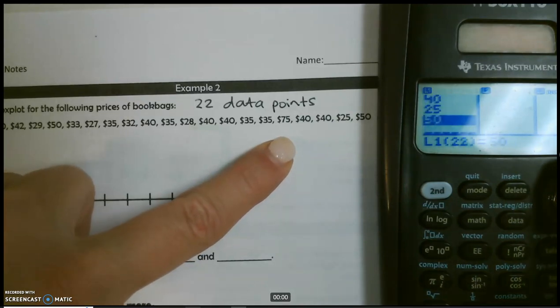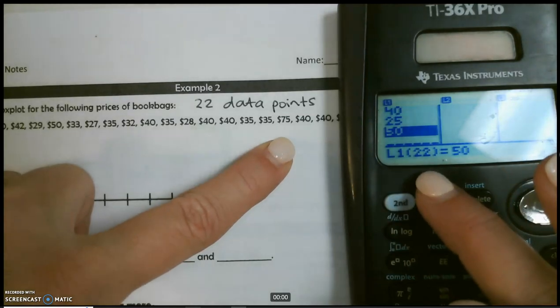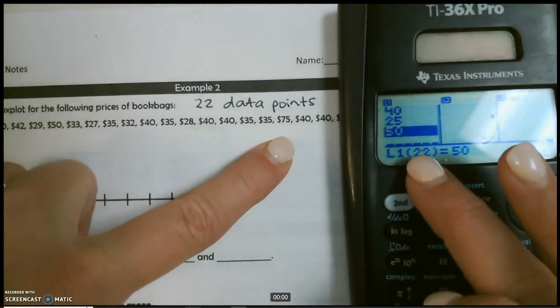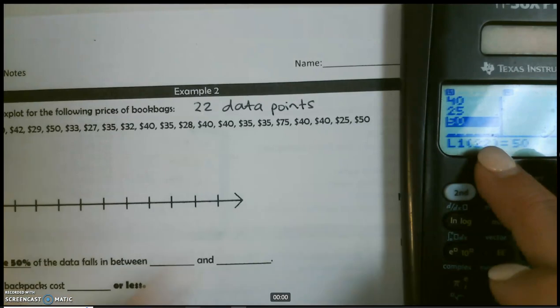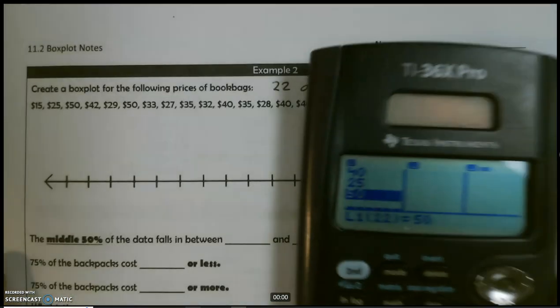Again, we had 22 data points, and if you look at the end of my list 1, it says that the 22nd data point is 50, which matches what I have right here. So I do like to double check.